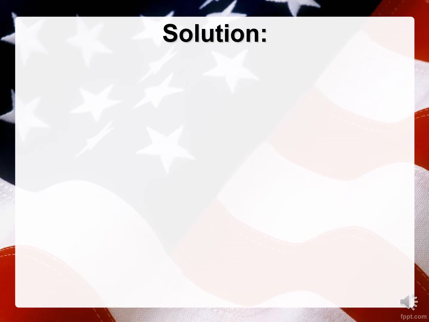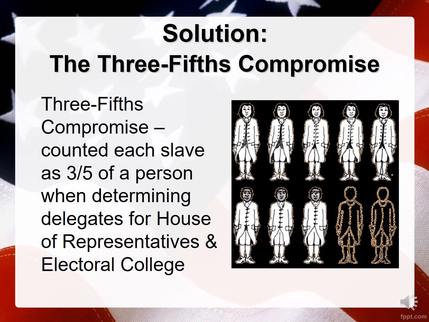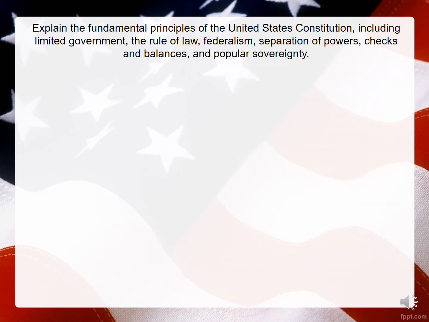Great to have you back. Now, the solution to the question of whether slaves should be counted as a part of the population with regards to representation was what we know as the 3/5 compromise. The 3/5 compromise is where they decided to count each slave as 3/5 of a person when determining the delegates for the House of Representatives and the Electoral College. So this is the 3/5 compromise, and this all had to deal with representation in Congress.